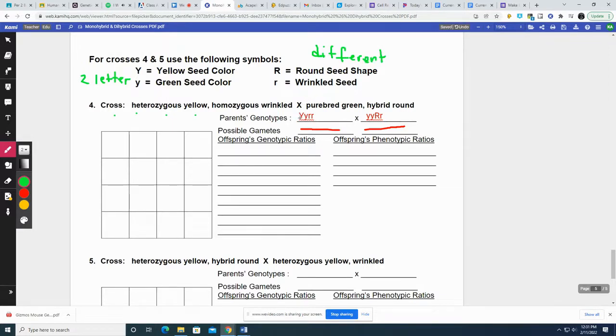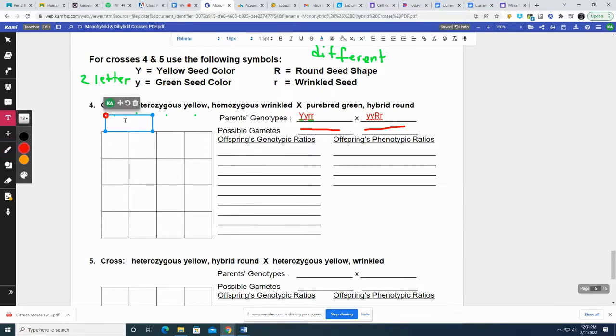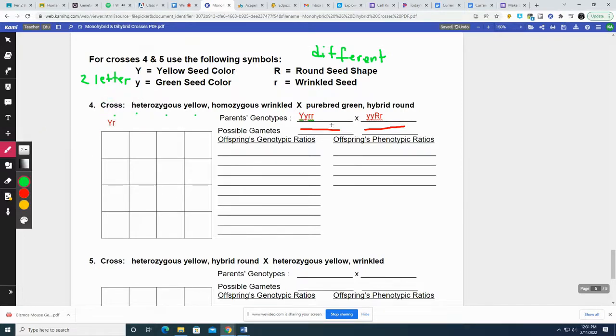Right here, this one is only going to have two possibilities, so we're going to be able to cross out two rows. Big Y can't go with the little y, but he can go with either of these two little r's. That's one possibility: big Y, little r. Also, little y can go with either one of these two little r's. They're the same, so it doesn't matter which one.